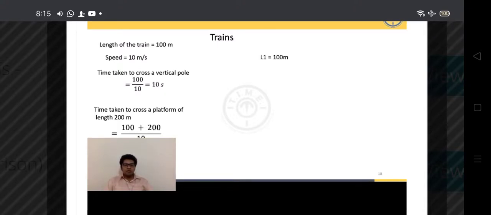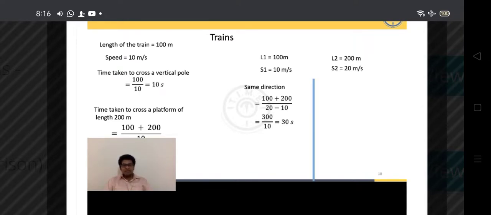Now two trains: train 1 of length 100 meter, train 2 of length 200 meters. Speed of the first train 10 meters per second, speed of the second train 20 meters per second, same direction. 100 plus 200 divided by 20 minus 10, because it should overtake the other train. It is 10 meters per second faster than the other train, which gives me 300 divided by 10, which is 30 seconds.